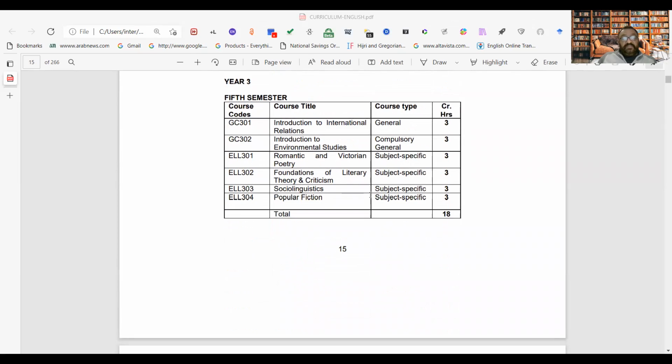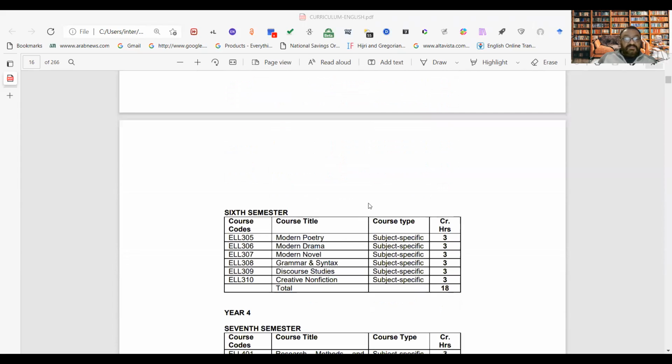Okay, then fifth semester, in third year: Introduction to International Relations, General, 3 credit hours. Introduction to Environmental Studies, Compulsory General, 3 credit hours. Romantic and Victorian Poetry, 3 credit hours. Foundation of Literary Theory and Criticism, subject-specific, 3 credit hours. Social Linguistics, subject-specific, 3 credit hours. Popular Fiction is 3 credit hours.